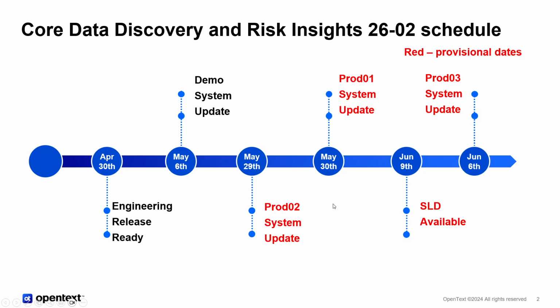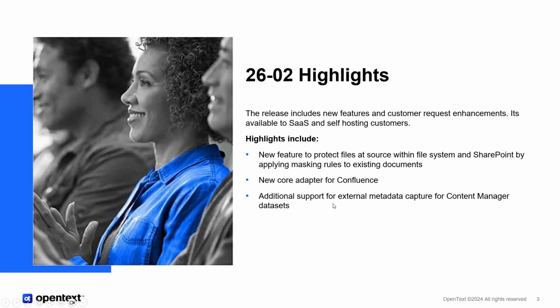Okay, so let's continue on and look at the highlights of this release. This release includes new features and customer enhancement requests. It is available to both our cloud SaaS customers and our self-hosting customers. You'll notice there was a provisional date for the software download, so this is available to them. Our sovereign cloud customers go on a 12 monthly cycle, so for the ones that are on the sovereign cloud, they will do their updates in 2604.